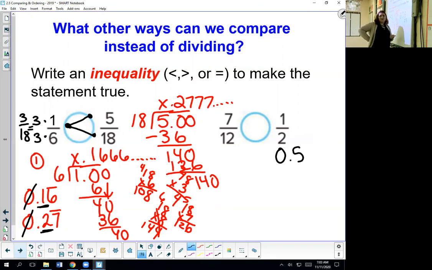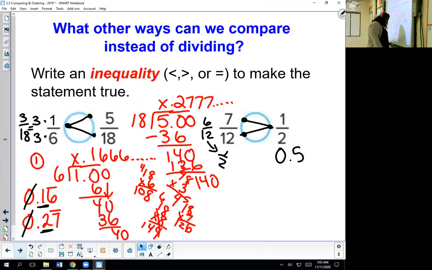But if I look at 7/12, what's half of 12? 6, right? This is bigger than half. So therefore, without doing any math and using common sense, this one is going to be bigger than this one, because 6 out of 12 would be half, right? But I'm bigger than half, so there you go.